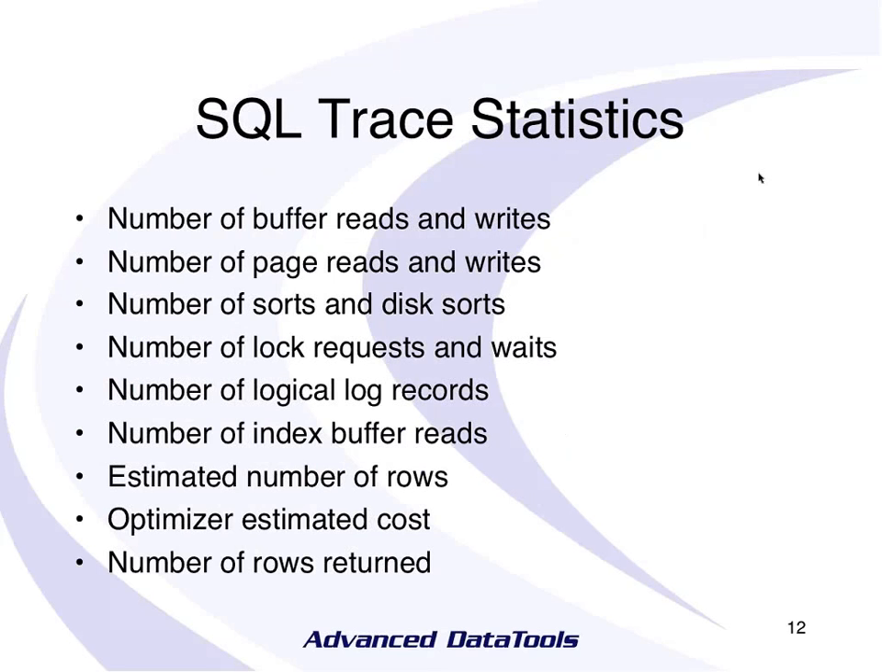Some of them are the number of reads and writes to buffers and to disk, the number of sorts, the number of lock requests and lock waits, how many logical logs were used, how many indexes were used, and a couple I like: it gives you the estimated cost and the estimated number of rows, and then it gives you the actual number of rows returned. This is a real good comparison to see how good your stats are. If it estimates 1,000 rows and it returns 10,000 rows, that probably means your update stats is off, and so this is a good way of checking that out.